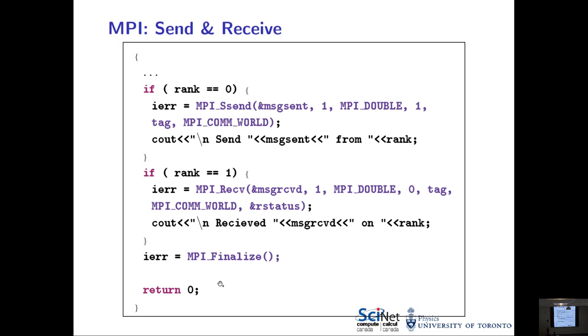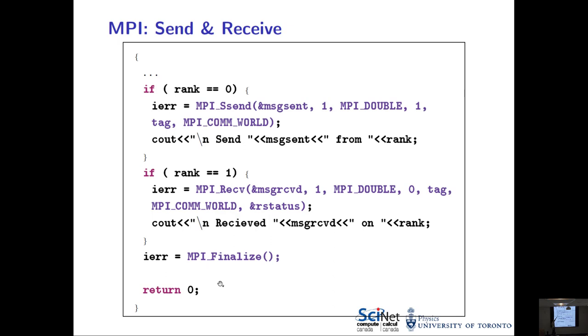Then I'm going to say if rank equals zero, so if I'm processor zero, I'm going to send a message. I want to send a piece of data from processor zero to processor one. Say we're only going to work with two, very basic. So I'm going to say MPI send, message sent. That's the reference to my sending message. It's only one, so it's simple enough. It's a double. Then our tag we put there, and then MPI com world. And the one over here is where it's going, okay? Because I know I'm on zero, I want it to go to one.